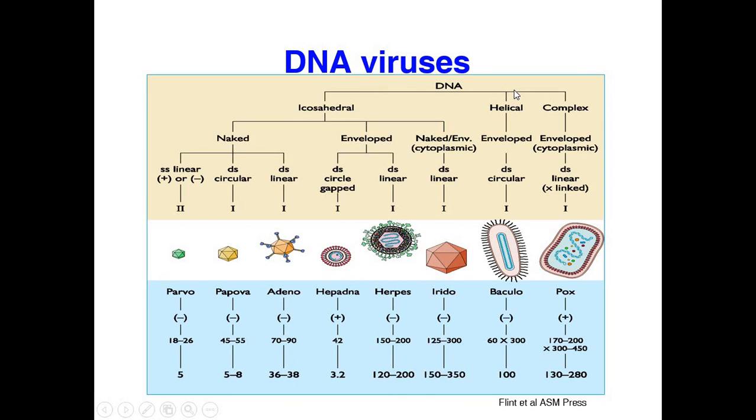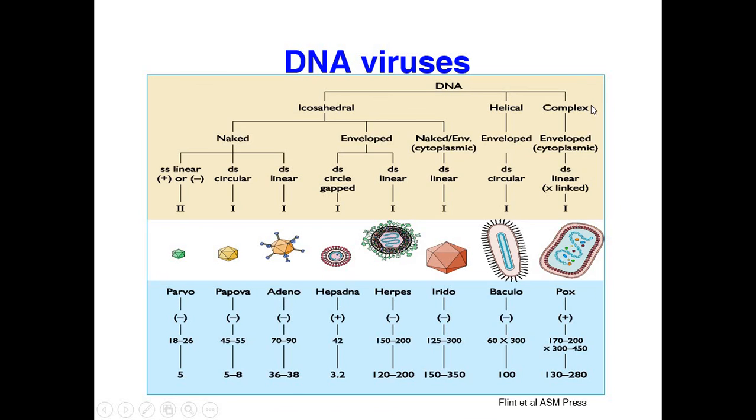Other group which is helical DNA viruses, also having envelope on their surface, double stranded DNA with the circular shape that is present in the nucleocapsid, and example is baculoviruses, don't have any kind of polymerase enzymes. The size of this virus is 60 to 300 nanometer in diameter, and the genome size is 100 kilo base pair.